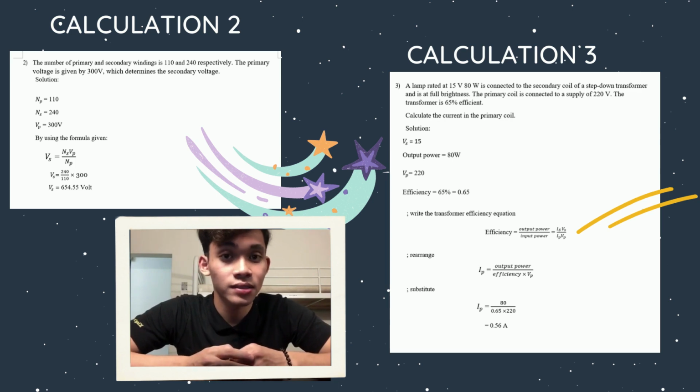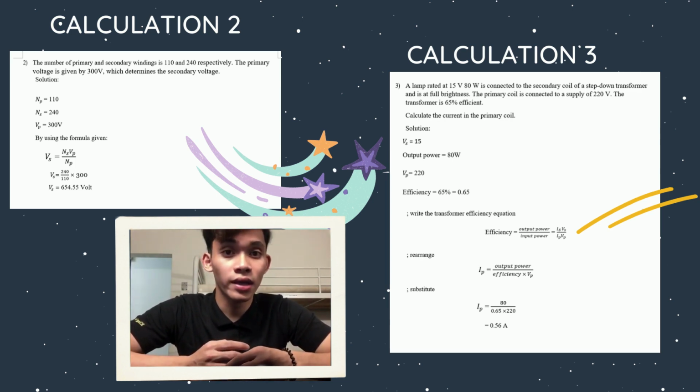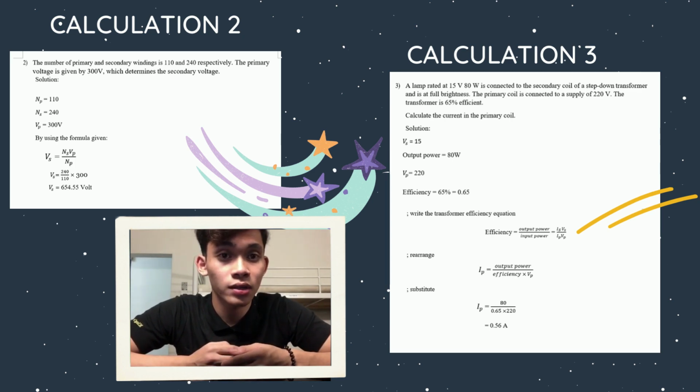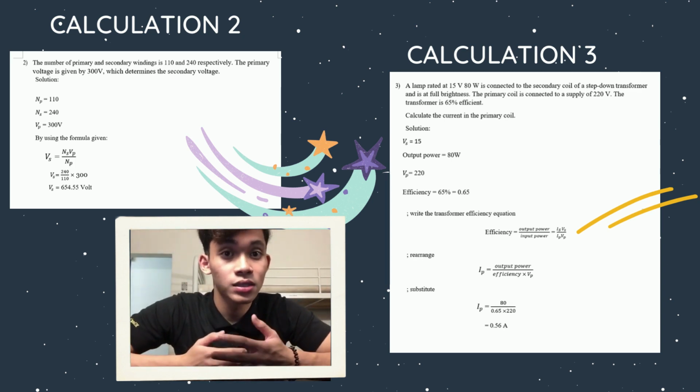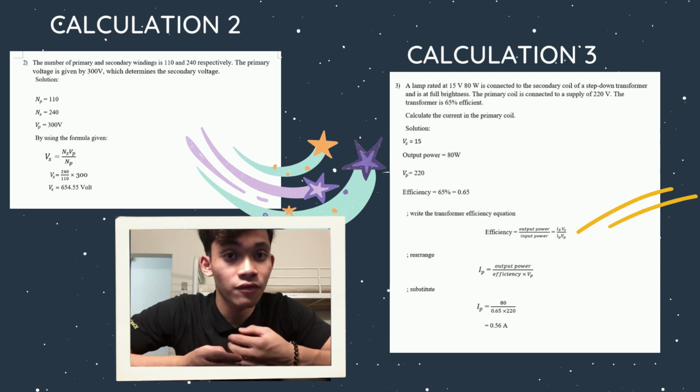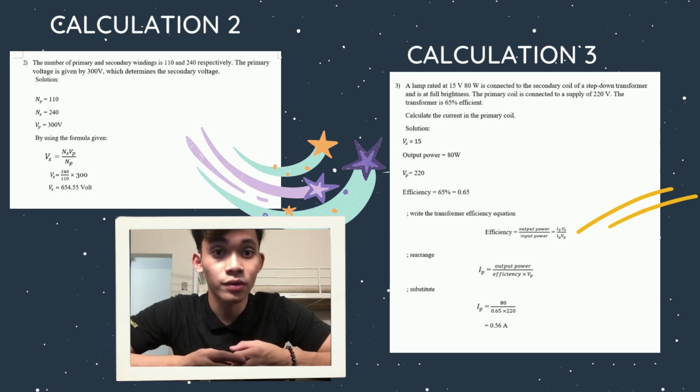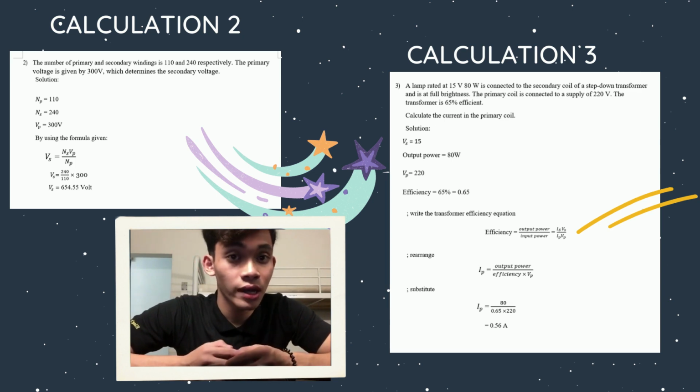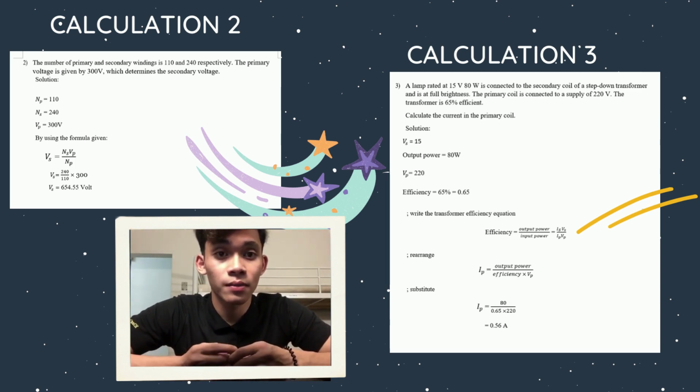And moving to the last question, it is different because he gave us Vs equal to 15, Vp equal to 220, output power equal to 80 watts, and efficiency equal to 65%. Firstly, we need to know the efficiency formula, which is output power over input power. By rearranging the formula like the diagram shows, we got the amount of current in the primary coil, which is 0.56 ampere. So that's all from me for the calculation of transformer.